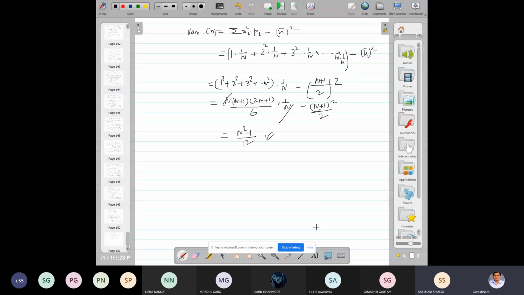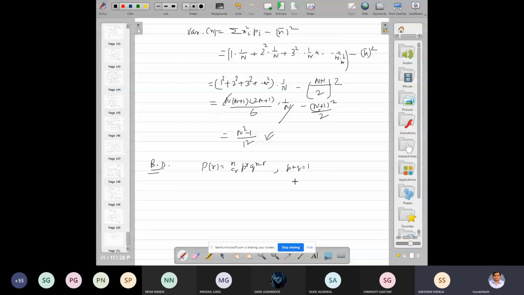Then the probability of our success is given by, and if we perform Bernoulli trial n times, then the probability of r successes is given by P(r), which is equal to nCr p to power r q to power n minus r, where p plus q is equal to 1.